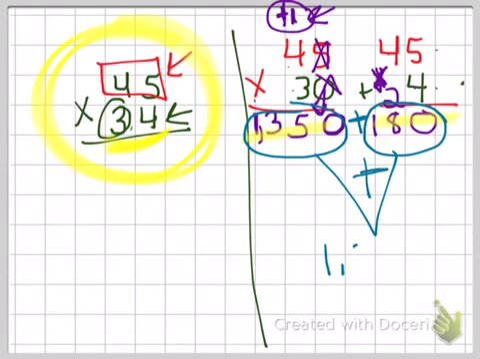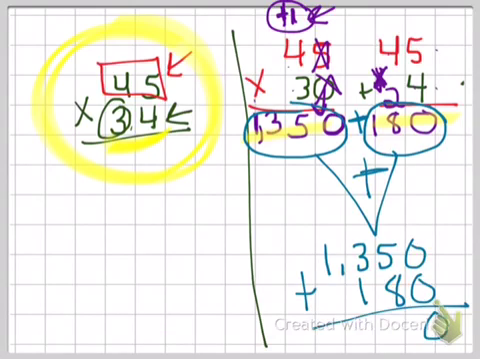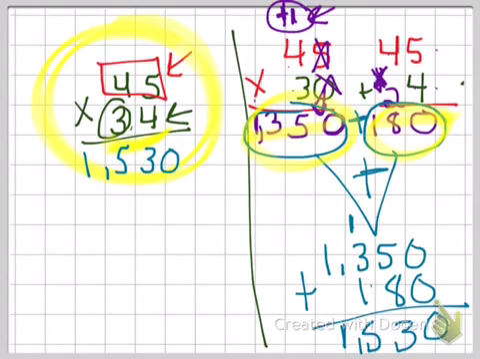So 1,350 plus 180. 0, 5 plus 8 is 13. Carry my 1. 3 plus 1 is 4. 4 plus 1 is 5. Put that down here. And then 1. So my answer is 1,530. And that is my answer. And I got that answer once again by adding 1,350 plus 180. I have to add them together.